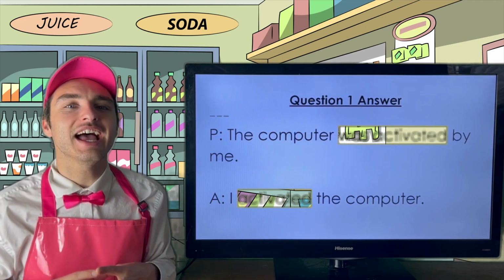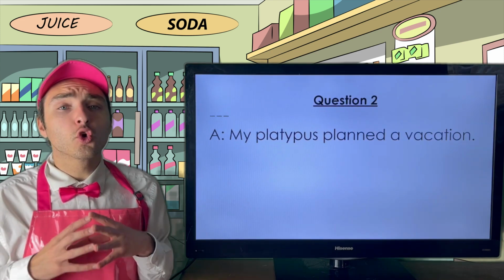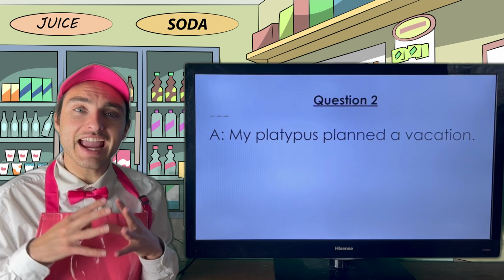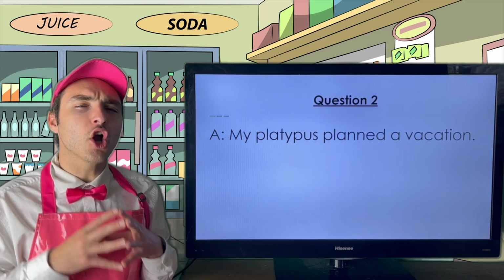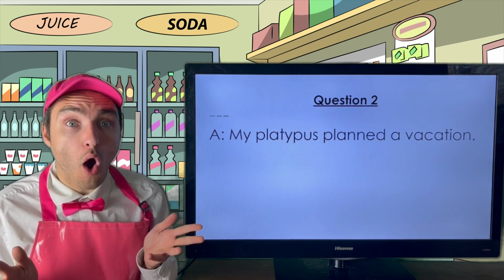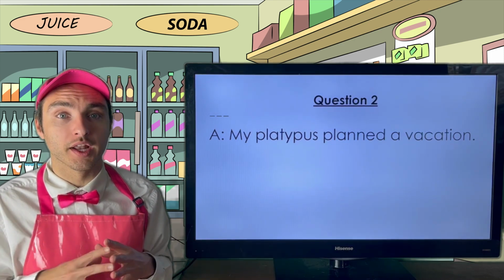Let's go ahead and look at another question. Question 2. My platypus planned a vacation. Go ahead and turn this active sentence into a passive voice one.